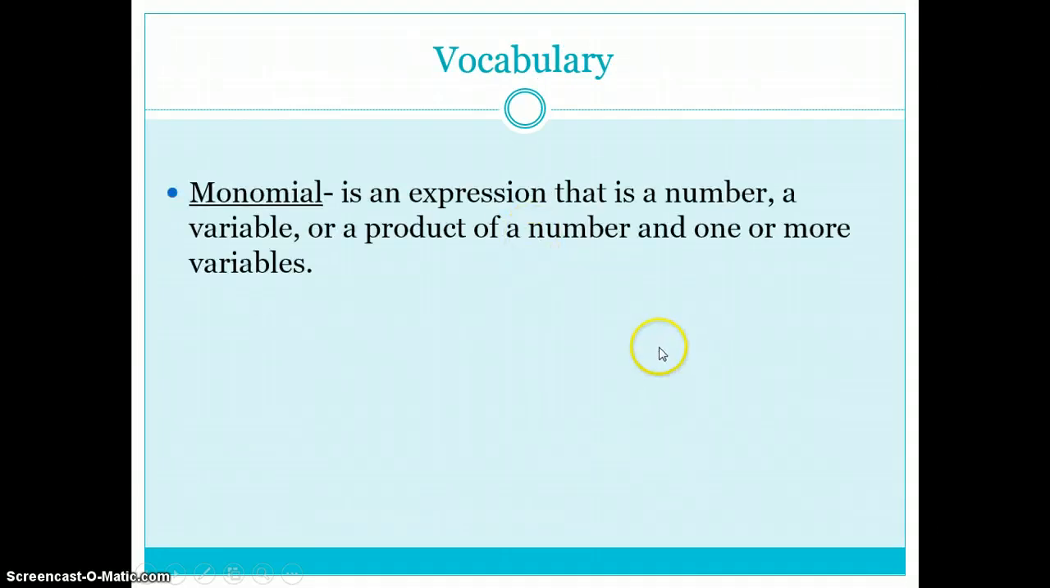The first vocabulary word in this section is monomial. And a monomial is an expression that is a number, a variable, or a product of a number and one or more variables. So what that basically means is anything that's connected by multiplication. So all of that stuff in Chapter 8 was a monomial. There was no addition or subtraction. Okay, so monomial has no addition or subtraction.